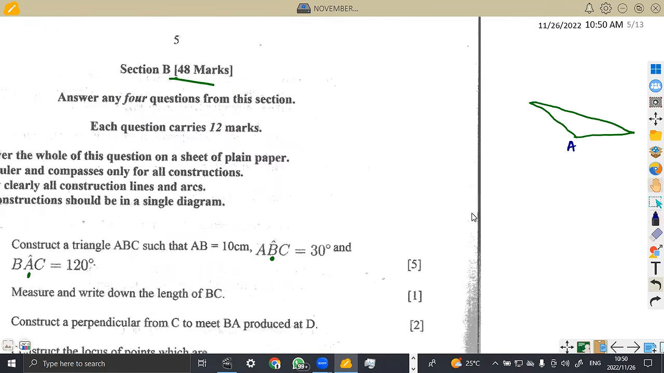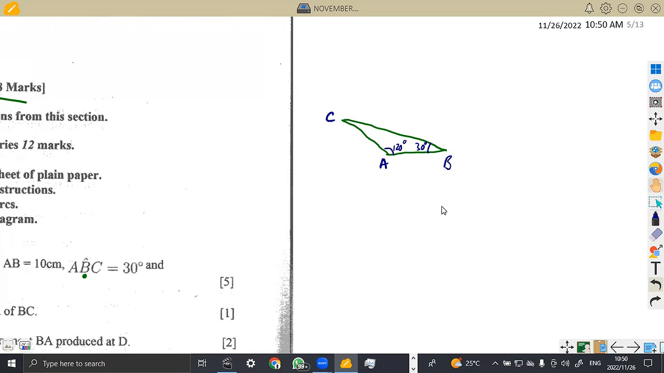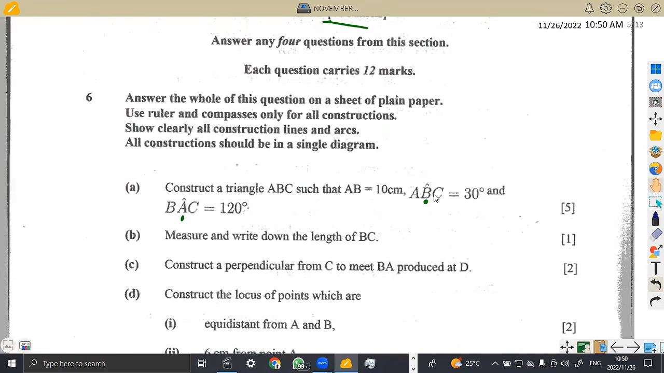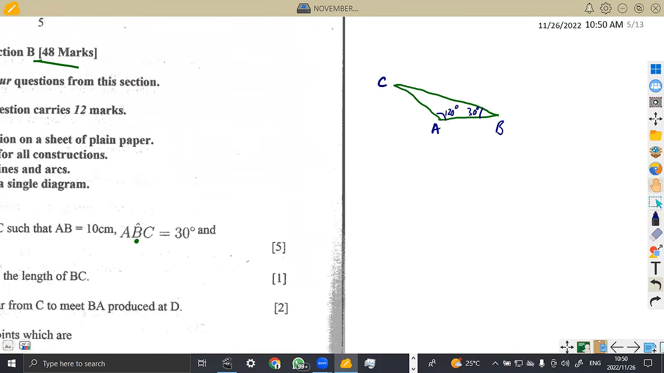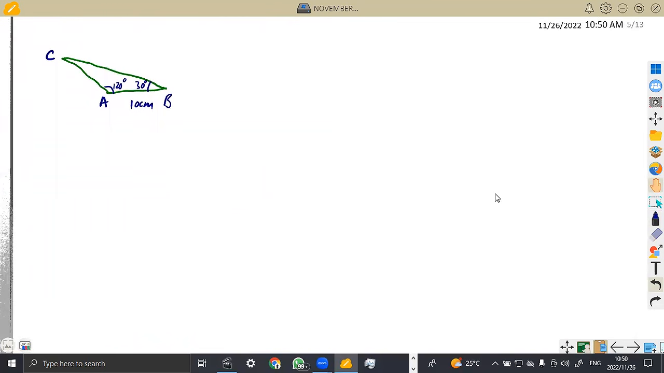Then B is the one that has 30, so you just say 30 here. So this is B and this is C. So we've got A, B, C. At B this is 30 degrees and at A this is 120 degrees. That's just a sketch. And AB is 10 centimeters, from A to B we've got 10 centimeters. So this is enough for you to construct everything here.